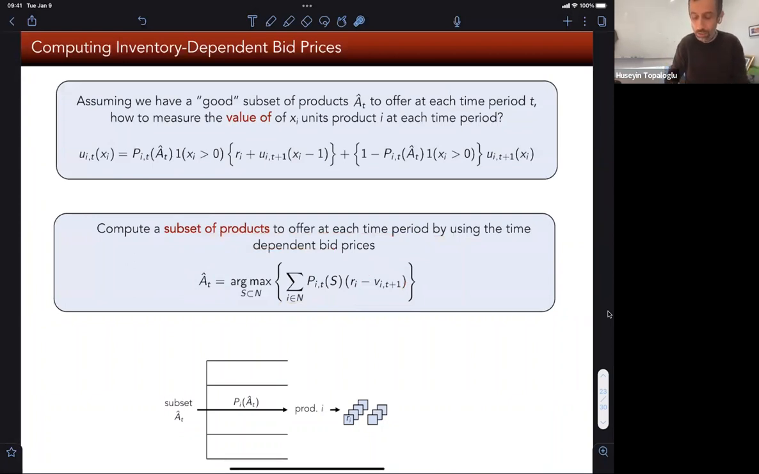Question number 1, if you give me a good assortment to offer at each time period T, how do I measure the value of having xi units of product I at each time period T? Here's the answer. Question number 2, how do I compute a good assortment to offer at each time period T? That's the same as before. Find the assortment that maximizes the net expected revenue contribution. And again, net revenue of each product is computed by using the time, but not capacity dependent bid price of the products. Okay. So then how do I compute these UITs and the ideal assortments?